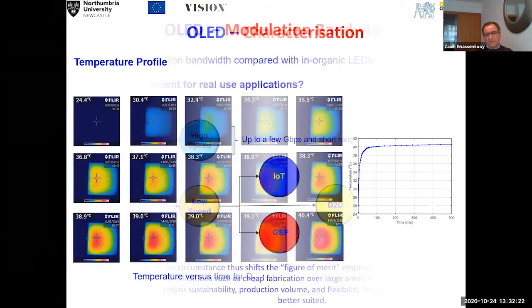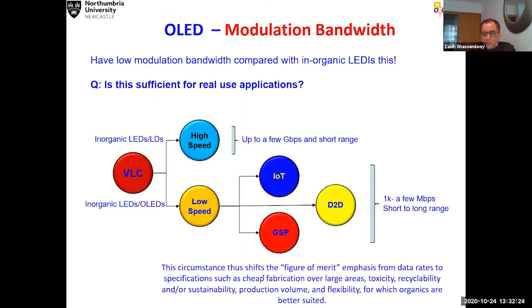Now, there is a fundamental question that we need to ask. How low is the modulation bandwidth compared with an organic LED? Very low. And is this sufficient for real application? Because immediately a lot of people will say, oh, the modulation is very low. What can you do? You cannot do anything with it. I think that's a very wrong way of looking at the concept of communication.